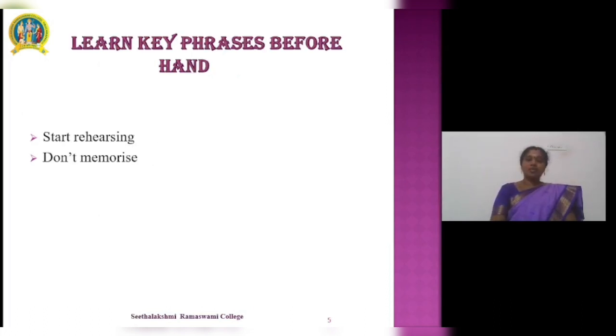And then learn key phrases beforehand. Now you have written a script, the script is with you. The important thing is you should not memorize word by word, because forgetting even a single word might throw you off balance. So rather than stuffing your brain with too much information, it would be better if you learn just the key phrases alone. Even if you feel like you lose your track or forget something, you can skip ahead to the next point and always resume your presentation. So you have to learn just the key phrases alone. Don't memorize.